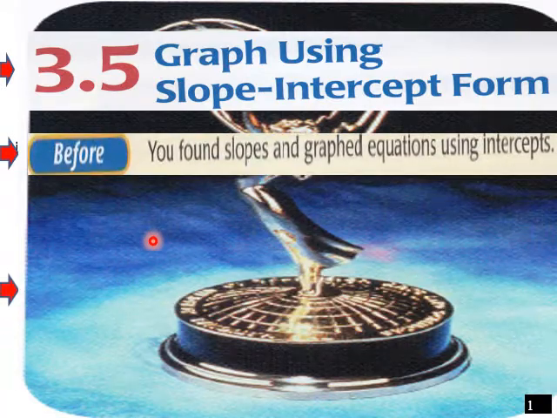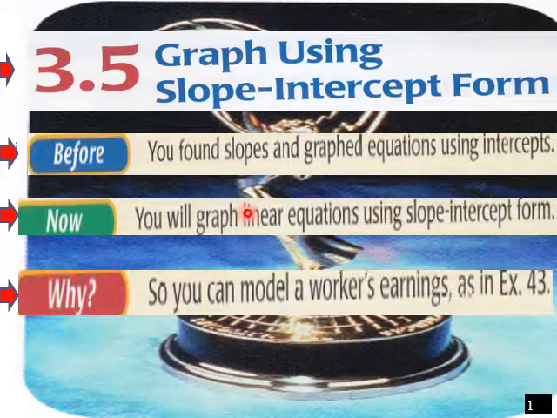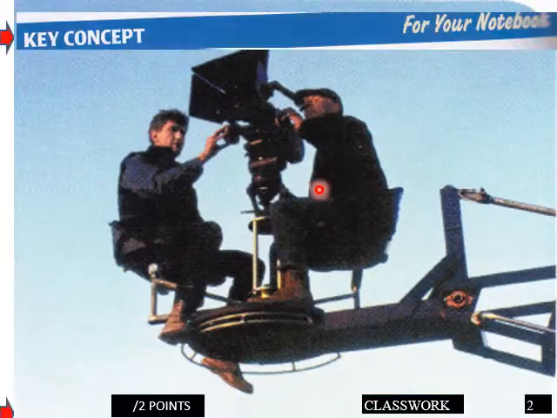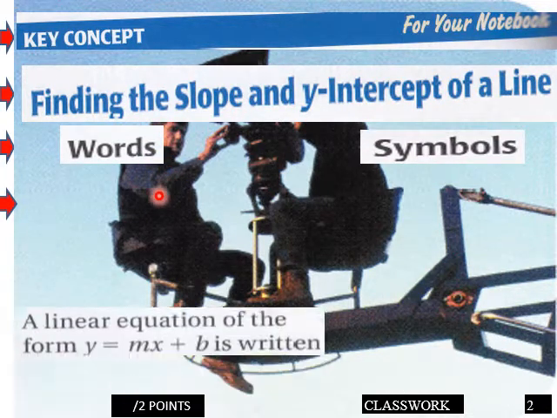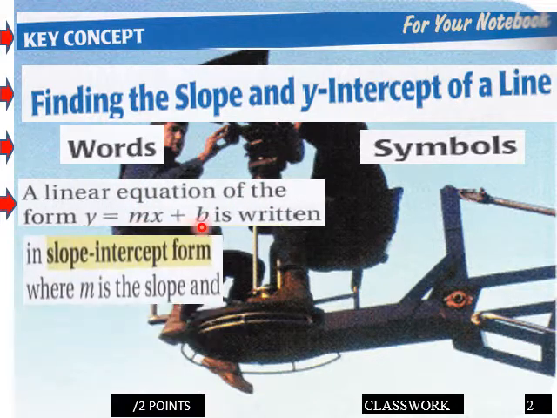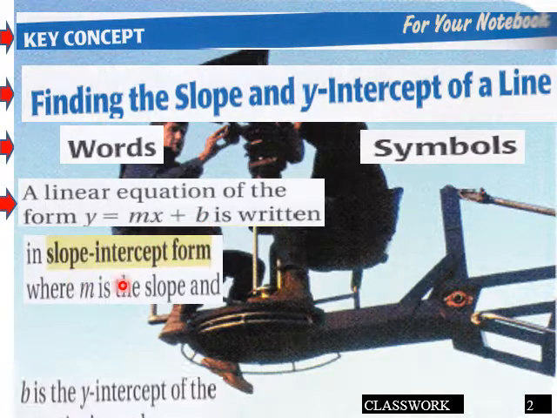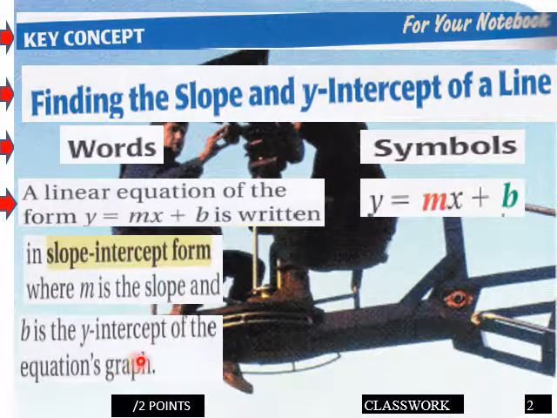Okay, 3.5, using slope-intercept form, we found slopes, graphed equations. You will graph linear equations using slope-intercept form. Lesson. Okay, so finding slope and y-intercept of line, words, symbols. Words, linear equation in the form y equals mx plus b is written in slope-intercept form, where m is the slope and b is the y-intercept of the equation's graph.